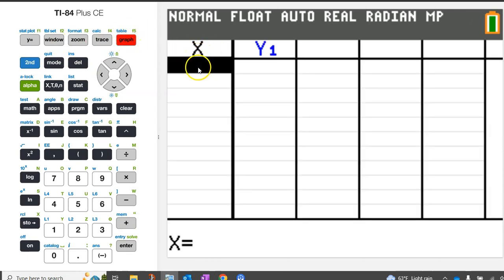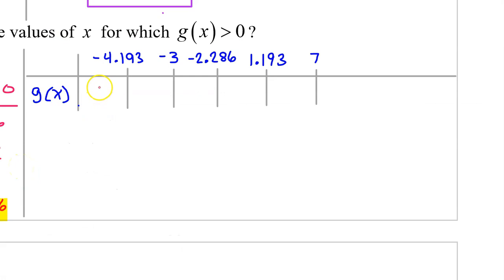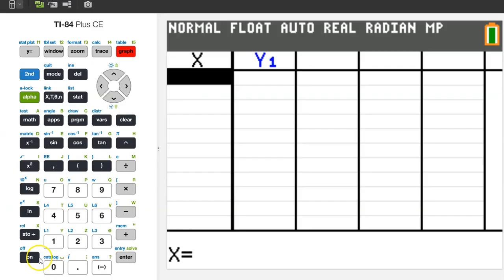Because we have changed it to ask mode, we can type in any value that we want right here for x, and the calculator will evaluate y1, in other words, evaluate g of x at any value we pick. We need to pick a test value from each interval. In the first interval, let's use -5. Type in -5 and hit enter, and we get an error.